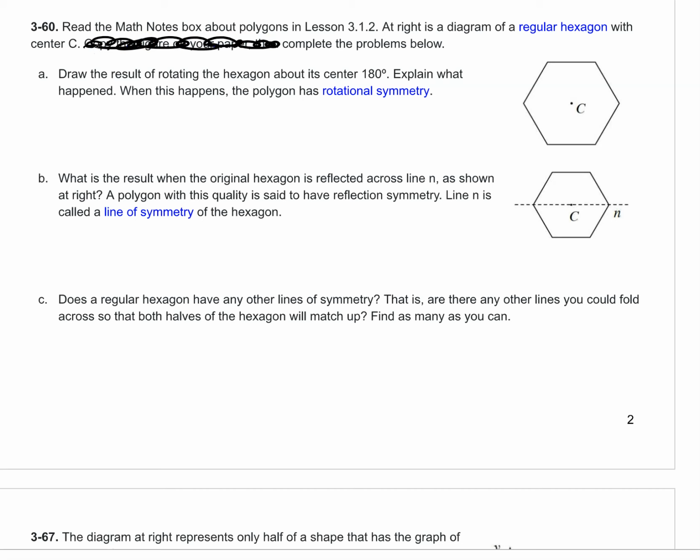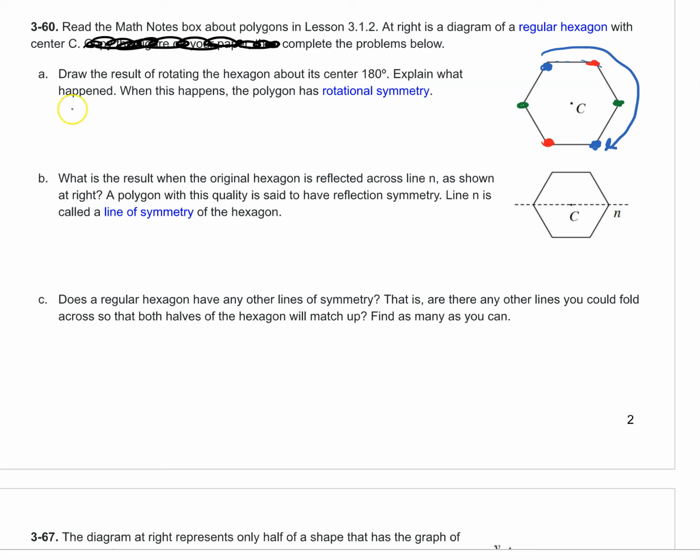Draw the result of rotating the hexagon about its center 180 degrees. So if we go around the world 360, one full rotation, then this point comes all the way back to where it started. So if we're going 180, it says draw the result of rotating the hexagon about its center 180, then this point will come over to here. This red point will go all the way around to the opposite side, and this green point will go all the way around to the opposite side.